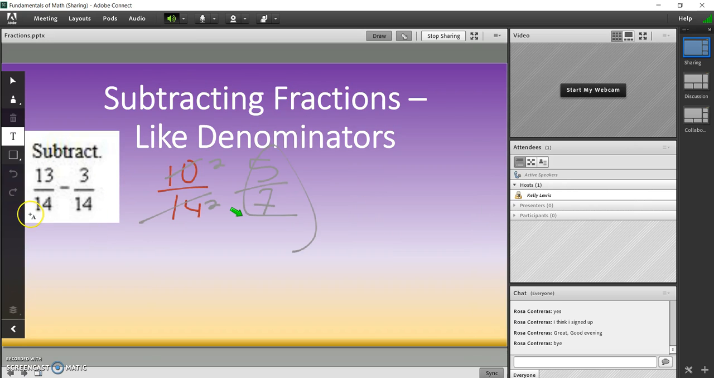Okay, subtracting. So we're going to keep the bottom the same, 14. And then we're going to do 13 minus 3, which is 10. But you can't write 10 over 14. You need to have it in the most reduced form. And so if we reduce both of them by 2, 10 divided by 2 is 5, and 14 divided by 2 is 7. So we get 5/7.